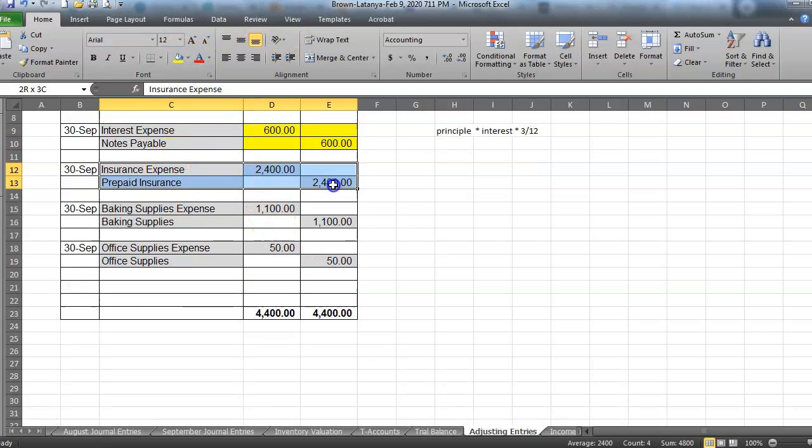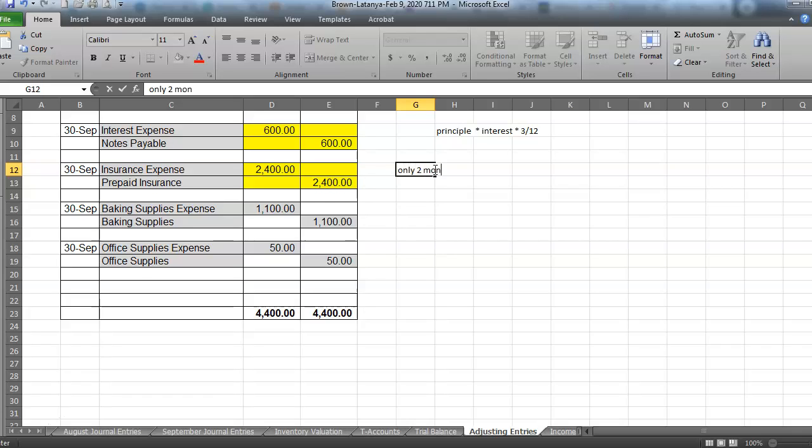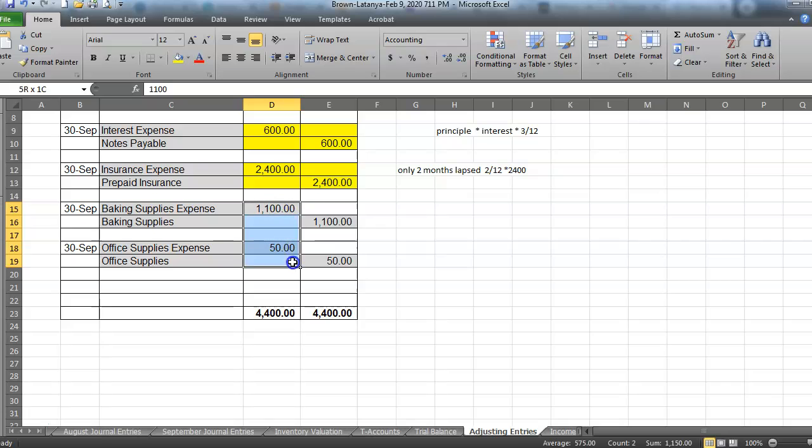And again, in this case here, now I'm going to highlight only the amounts. The debit and the credit accounts are great. This is exactly what the accounts should be. The only thing is only 2 months have lapsed, not 12. So what you need to do is take 2/12 times the $2,400, and that should be your adjustment. Now, again, these accounts look perfect. The problem is the dollar amount, so we're going to fix those.